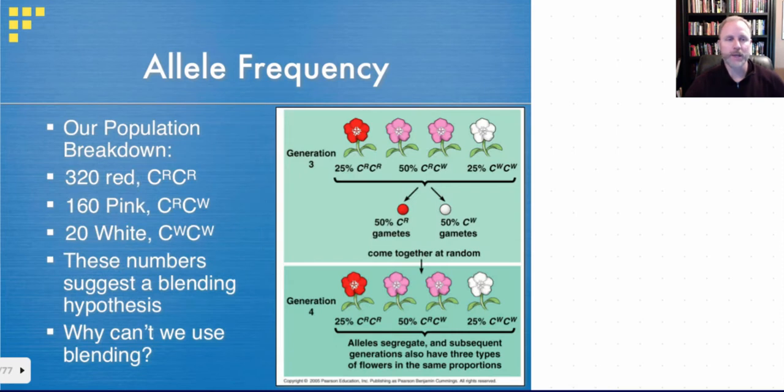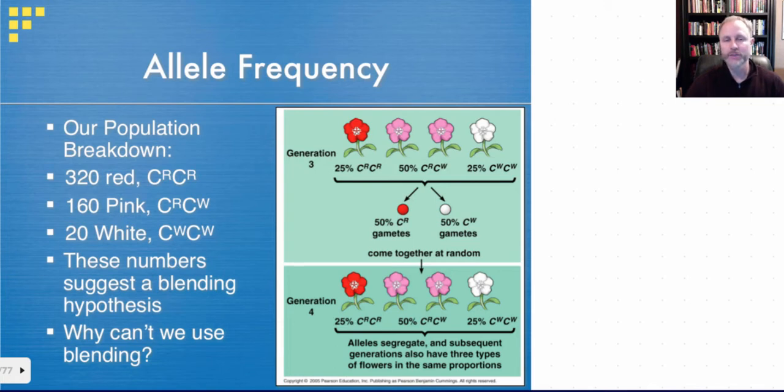On our breakdown, for this hypothetical, we're just applying some numbers here. If we have 320 that are red, C^R C^R, 160 that are pink, C^R C^W, and 20 that are white, C^W C^W, what we would suggest from this is the blending hypothesis. But as we learned in the last section, with blending we would actually be eliminating variation. We can't use blending because it eliminates the variation.